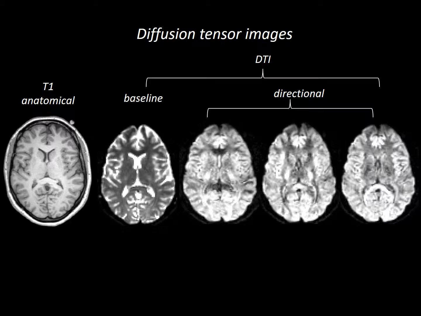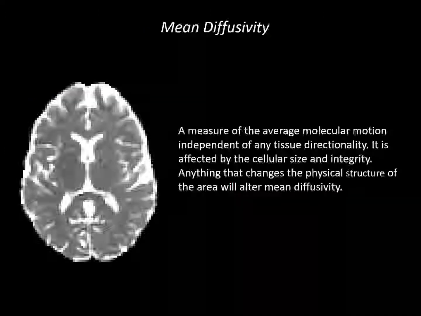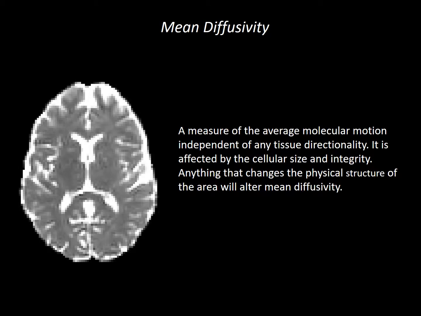Now the typical minimal voxel size for a diffusion image is about 2 by 2 by 2 millimeters using a standard 3 Tesla scanner. So the resolution of DTI images is less than that of a standard T1 weighted anatomical image. So using the 32 or more directional images, one can use a number of mathematical equations to calculate standard measurements. Now the two most widely used standard measurements are mean diffusivity and fractional anisotropy.